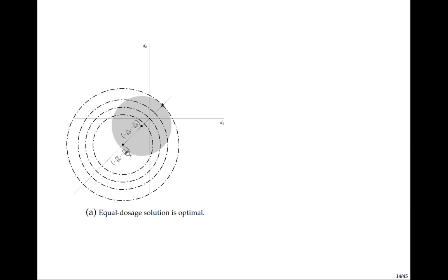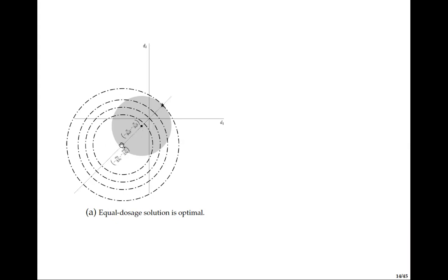So the proposition basically says that if the center of this circle is farther away from the origin as compared to the center of this circle, then an equal dosage solution will be optimal. In other words, D1 and D2 will actually be equal. And what I'm trying to show with this star here is that that is where the optimal solution actually occurs.